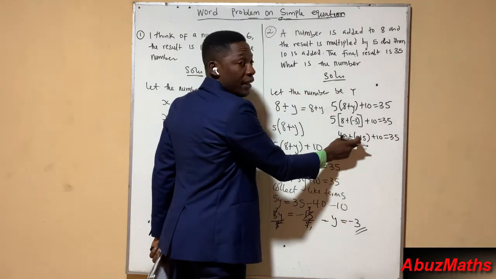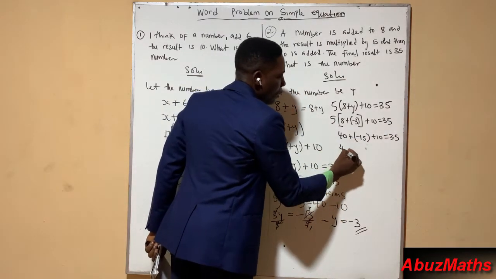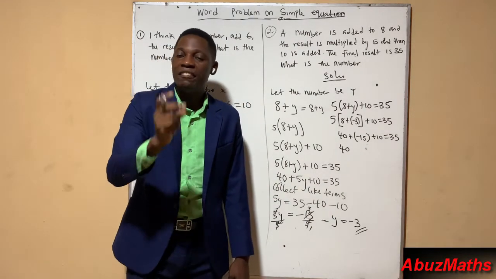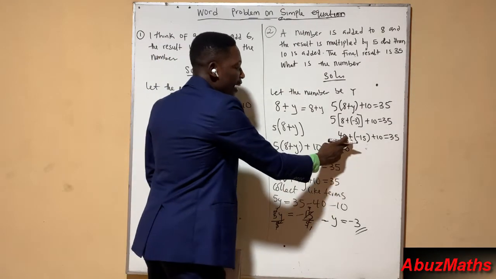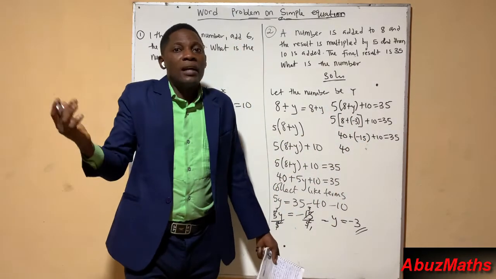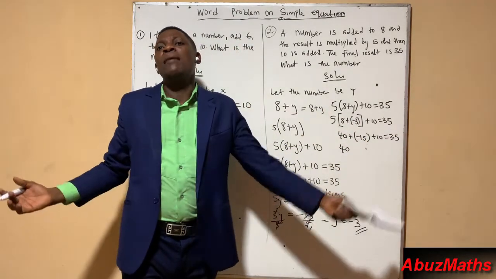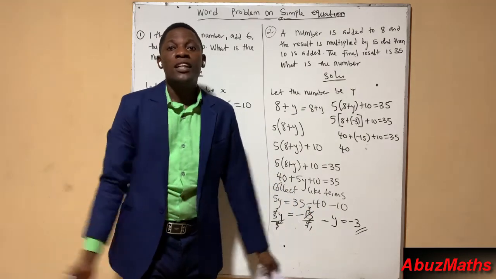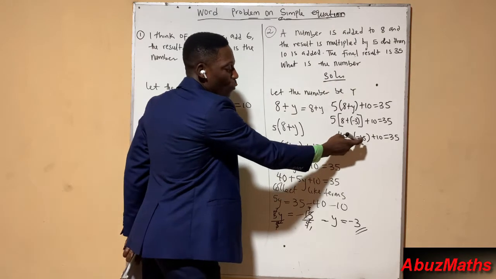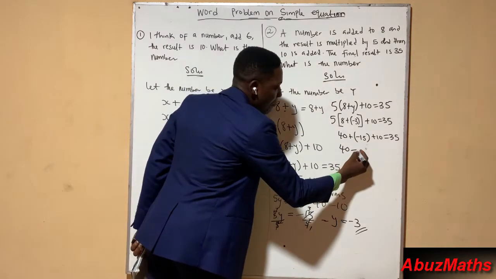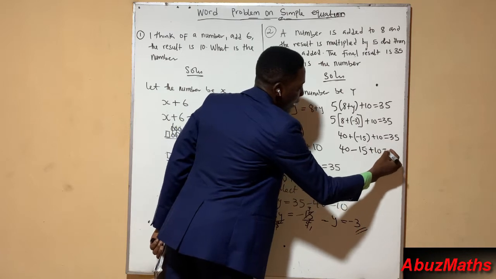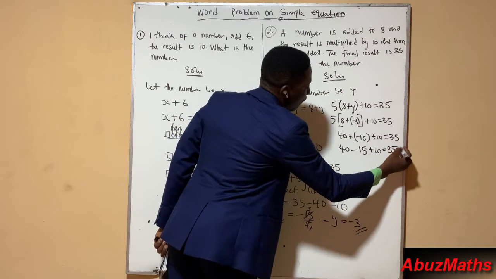Now plus times minus will give me minus. How do we remember that? Plus is a friend, negative is enemy. Now the friend of my enemy is my enemy because if I tell my friend a secret, he goes to tell my enemy and we become enemies. So the friend of my enemy is my enemy. So 40 minus 15 plus 10 is equal to 35.